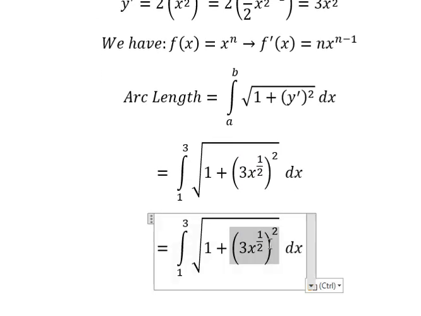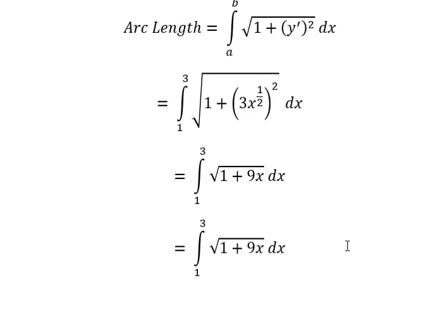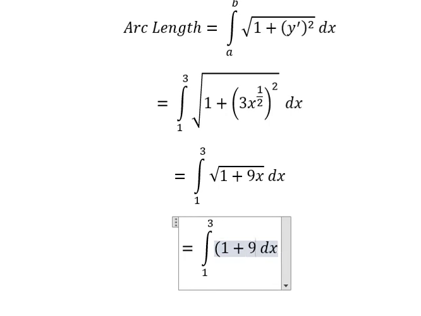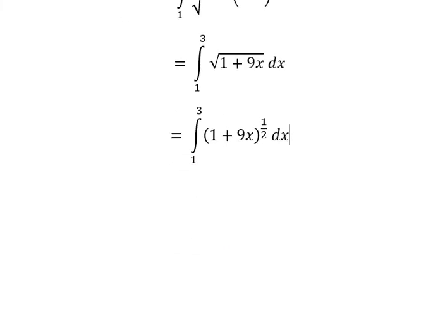So this one we have 9x. So the square root we can put into 1 plus 9x to the power of 1 over 2. Now we have the formula in here.